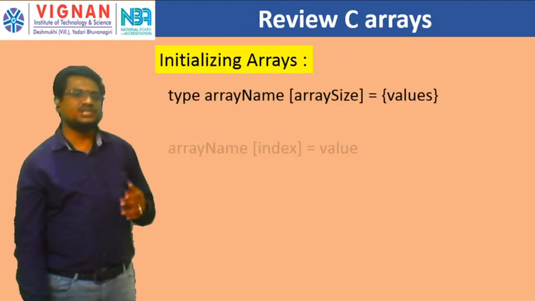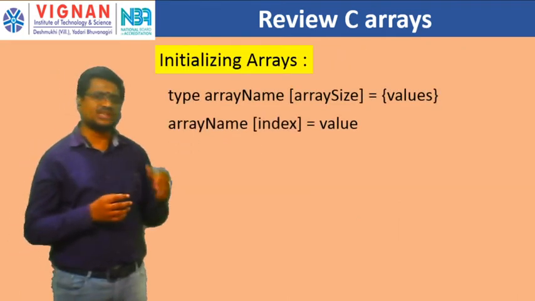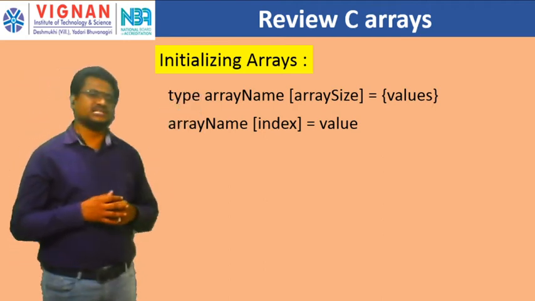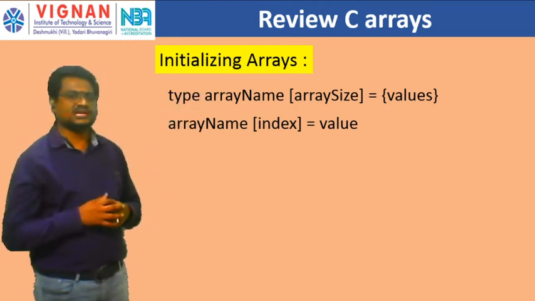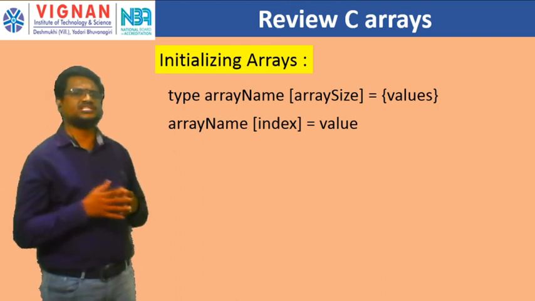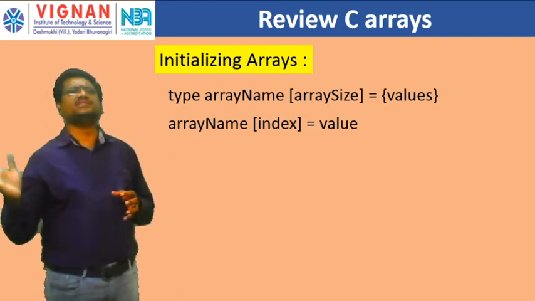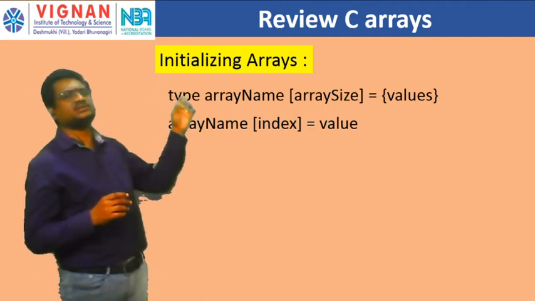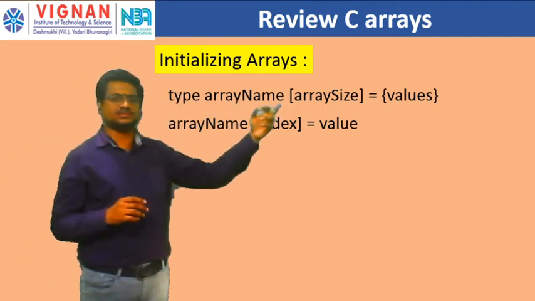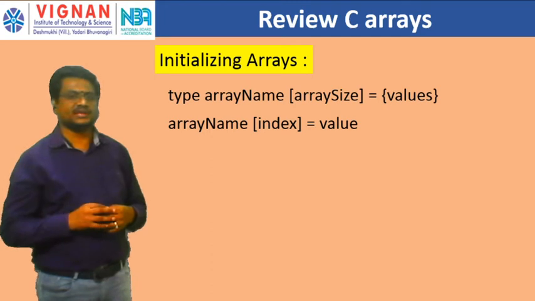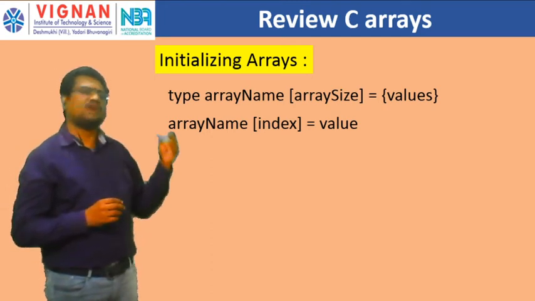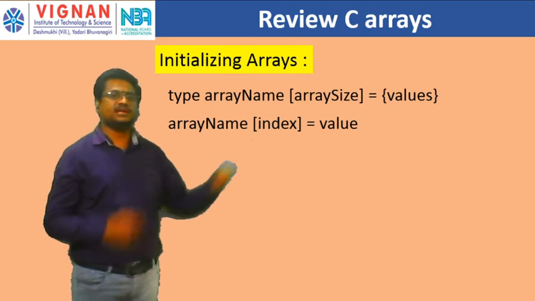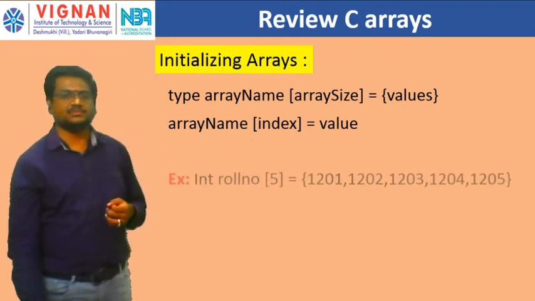Now how to initialize the array? Already we discussed how we declare the type, array name and size of the array. Initialization means nothing but giving values to the array. There are two ways. While creation you can give values directly in a flower bracket, or after creation you can give them like this: array name, index and value. Let's see some examples here.